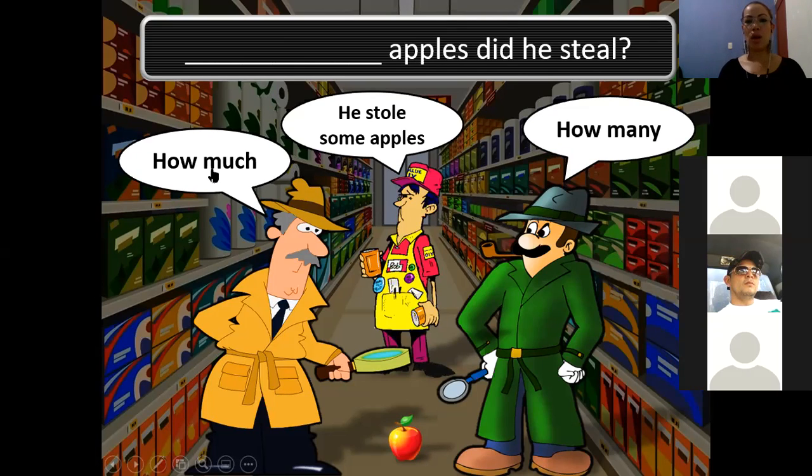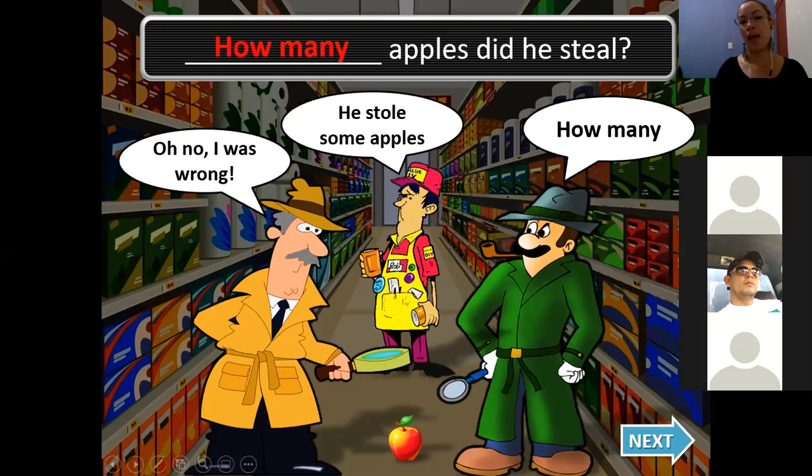Let's see, Jose. It says he stole some apples. How much? Apples? How many? Because we can count apples. Podemos contar las manzanas. Es una palabra que tiene plural, apples. That's why, how many? Okay.